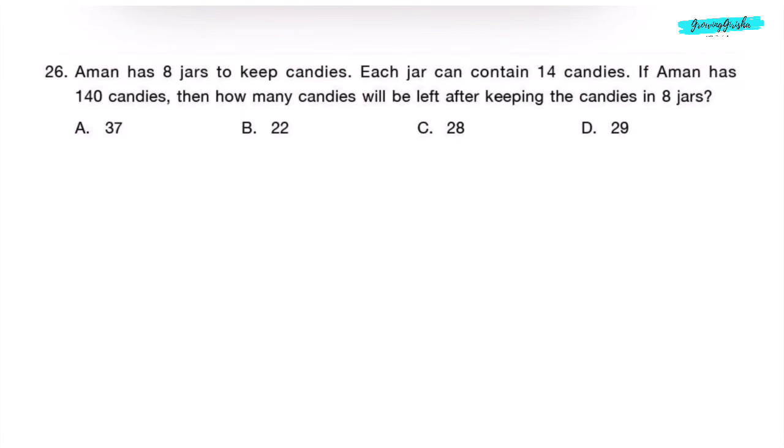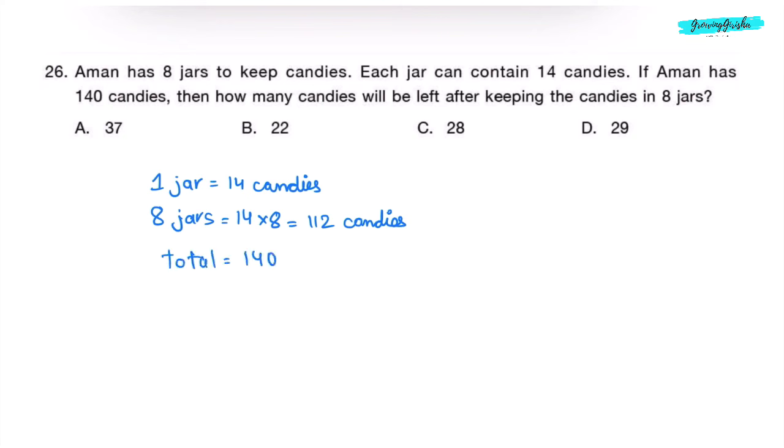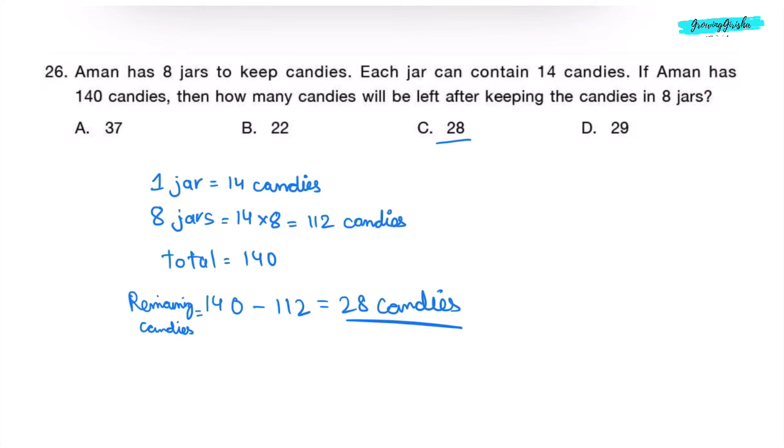Question 26. Aman has 8 jars to keep candies. Each jar will contain 14 candies. If Aman has 140 candies, then how many candies will be left after keeping the candies in 8 jars? So, one jar contains 14 candies. 8 jars will contain 14 candies into 8, that is 112 candies. So he has total 140 candies. So how many candies will remain? Yes, remaining candies is equal to 140 minus 112, that is 28 candies. We have 28 candies in option C, so option C is the correct answer.